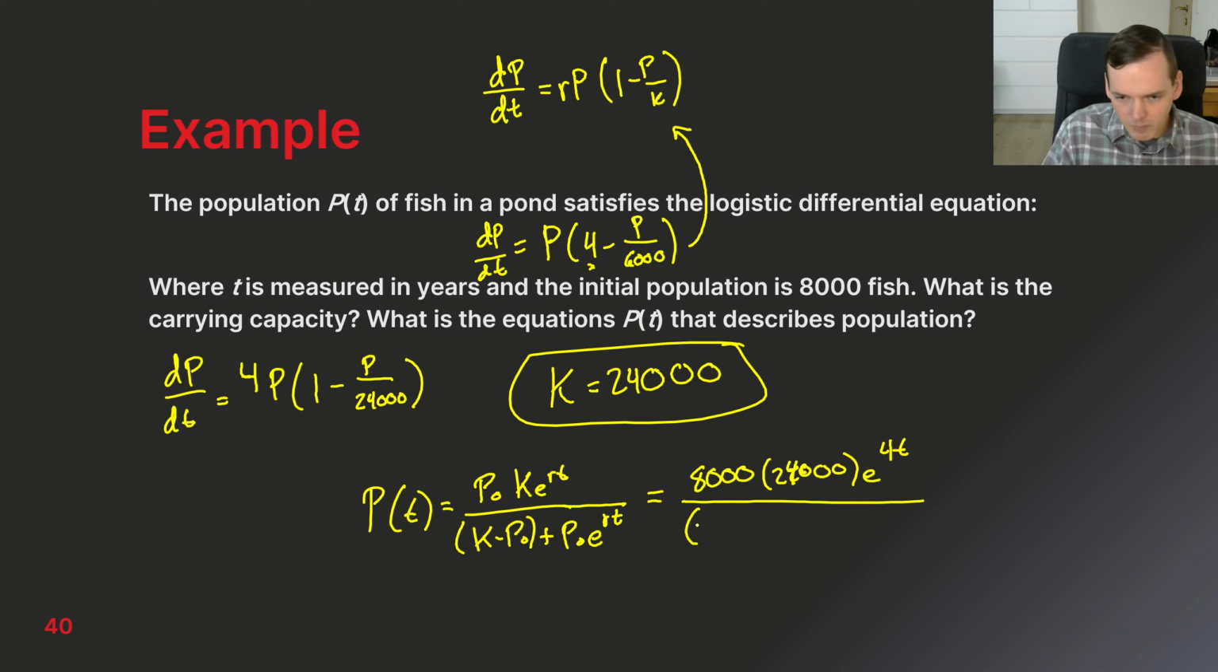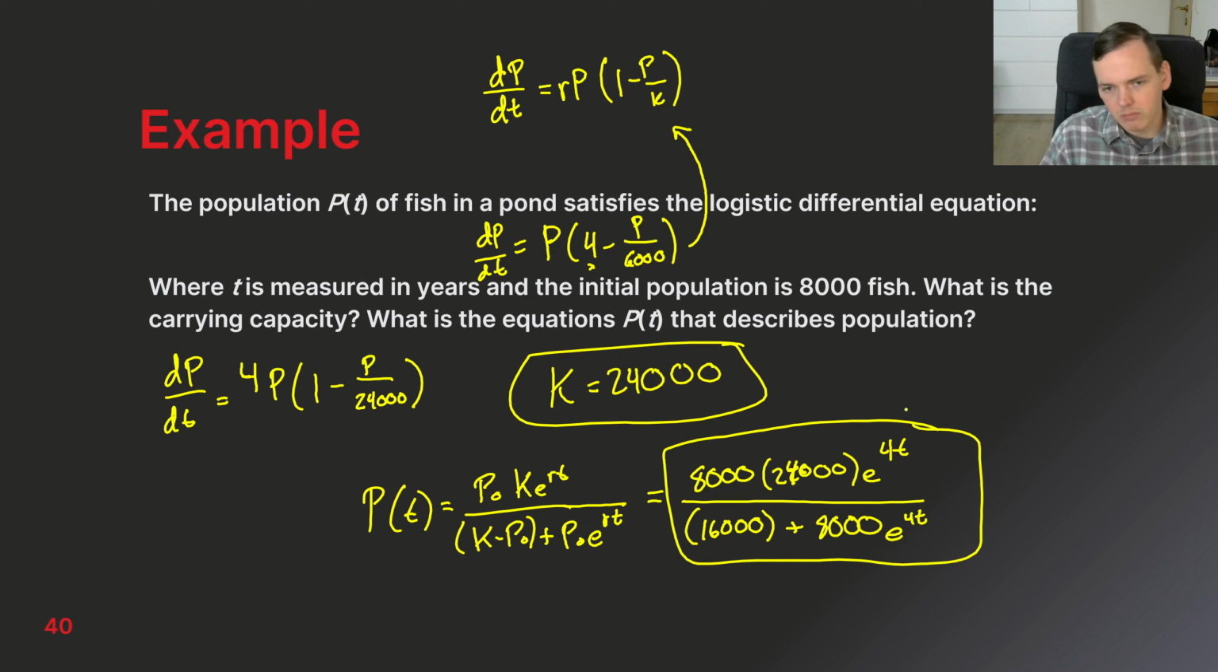And then we divide by 24,000 minus 8,000. I'm just going to write that as 16,000, so it's fewer numbers to write. P naught was 8,000, e to the 4t. So that's how many fish will be there at time t.